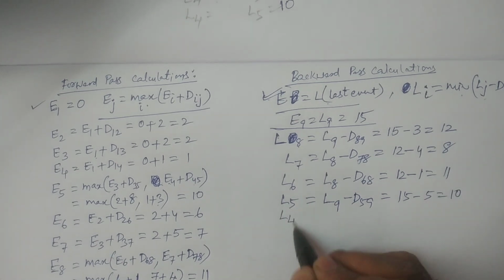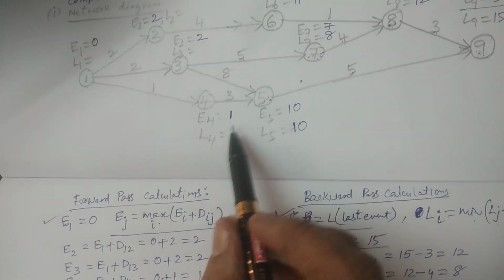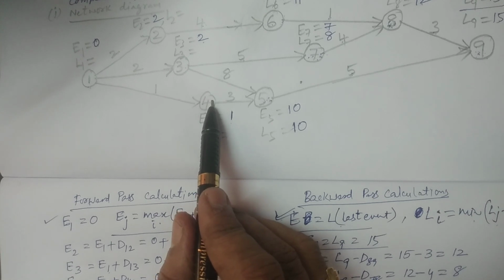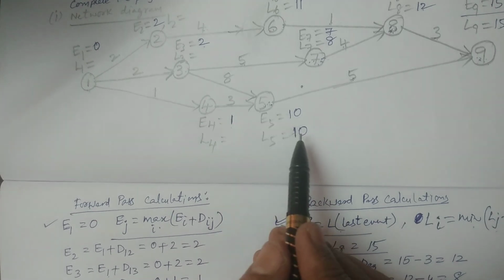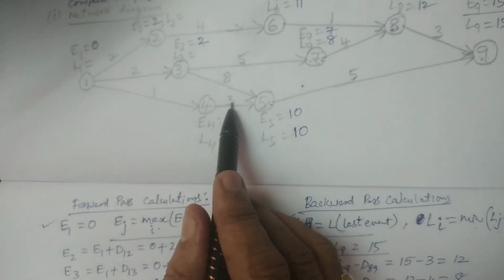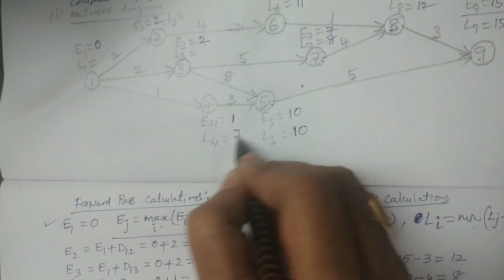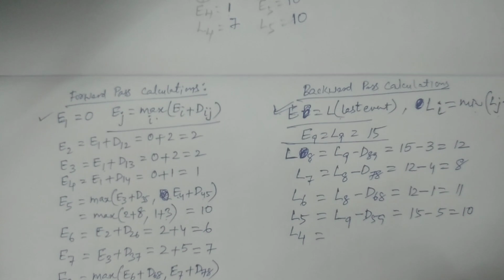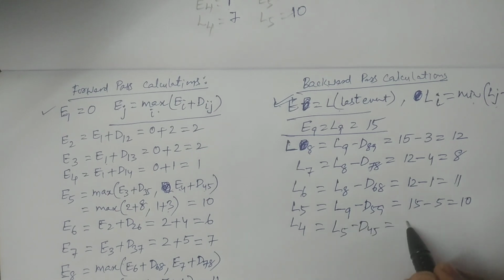And coming back, next L4. L4 is calculated. Again we have only one connector, 4 to 5, from the diagram. Hence it is 10 minus 3, duration 3, hence it is 7. I am using the formula from the 5th node: 4 to 5, therefore L5 minus D45 is equal to L5 is 10 minus D45 duration is 3, hence it is 7.